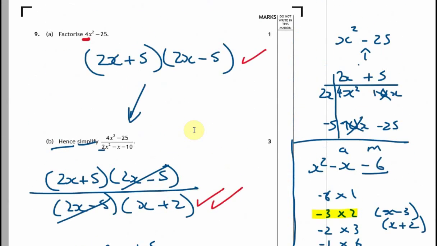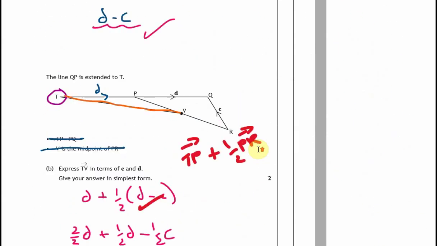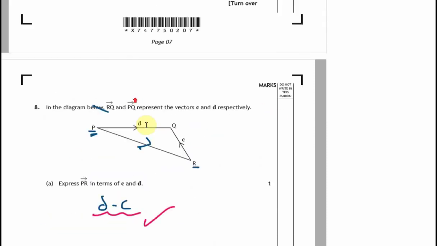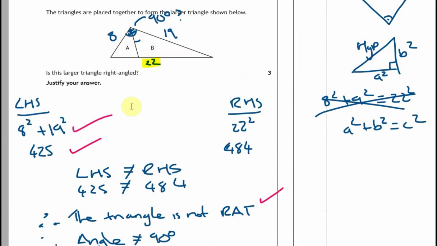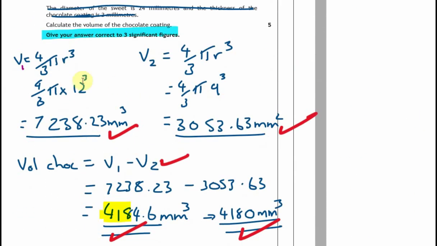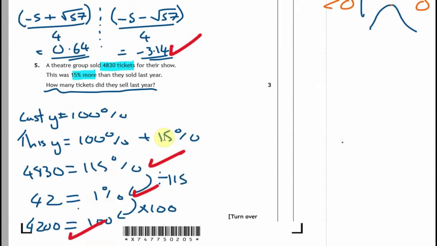Factorizing is a bit trickier. I think there's a wee bit in factorizing, and it is worth practicing. The vectors question wasn't that hard. I don't think they gave any mental. Converse Pythagoras, very straightforward. The volume question, for 5 marks, volume of spheres. I mean, that's brilliant. That's fantastic.